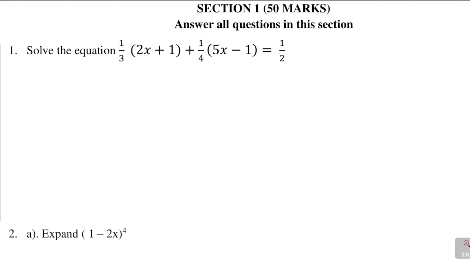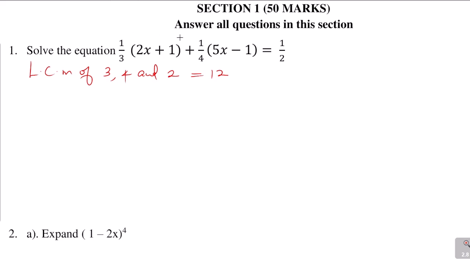So we have a third, 1 over 4 and 1 over 2. You do this by getting the least common multiple of 3, 4, and 2. So what is the least common multiple of 3, 4, and 2? It is 12. So now what you're going to do is simply multiply each of these terms by 12.